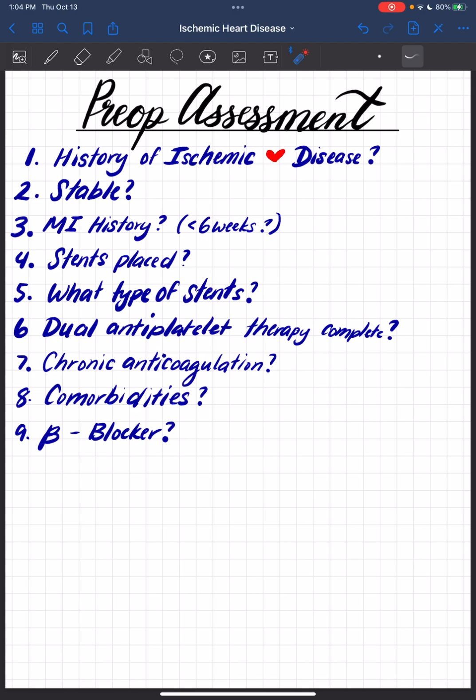And then finally, usually when someone has ischemic heart disease, they're on some type of beta blocker. And so we want to make sure that they took their beta blocker the day of surgery, because if they haven't, we want to give it to them as soon as possible, unless there are any contraindications to receiving them, such as a low heart rate or hypotension.